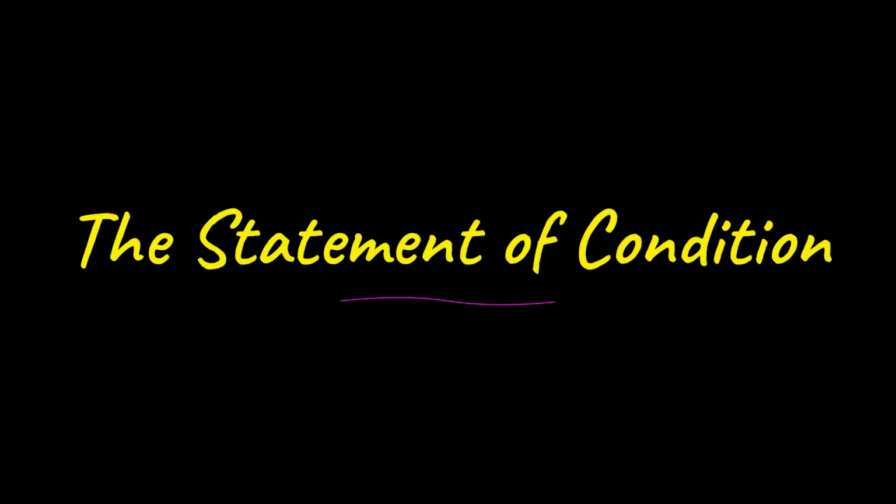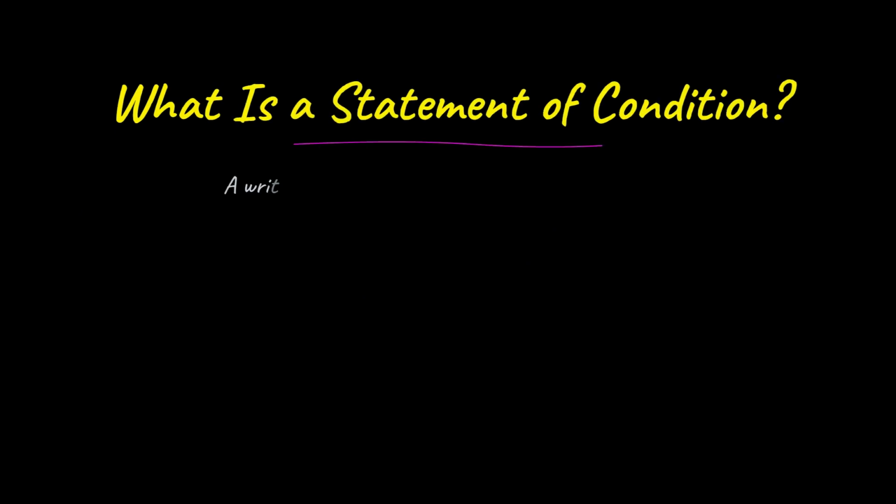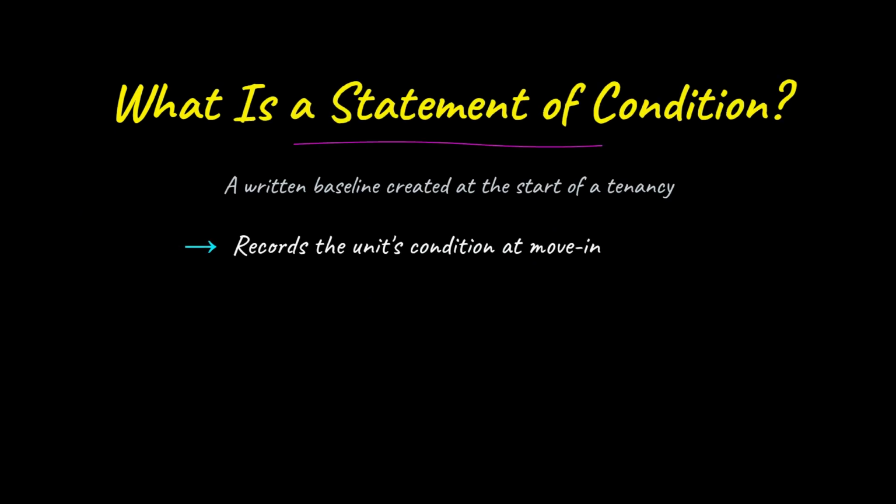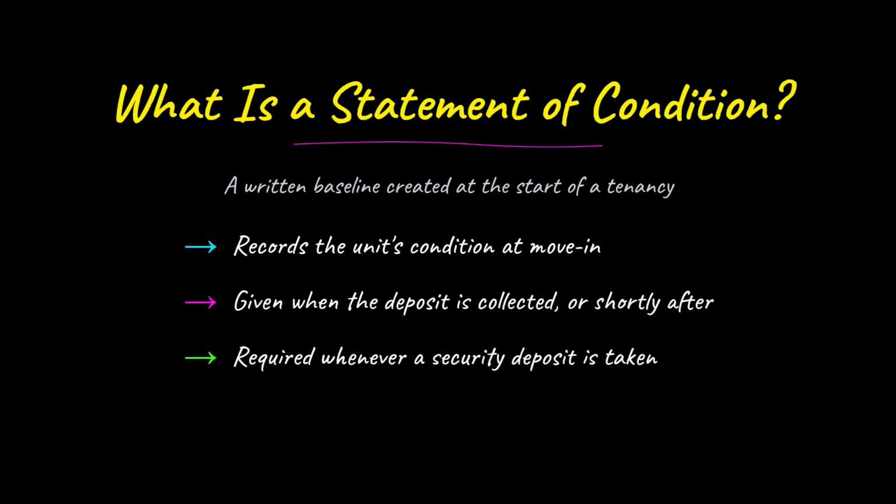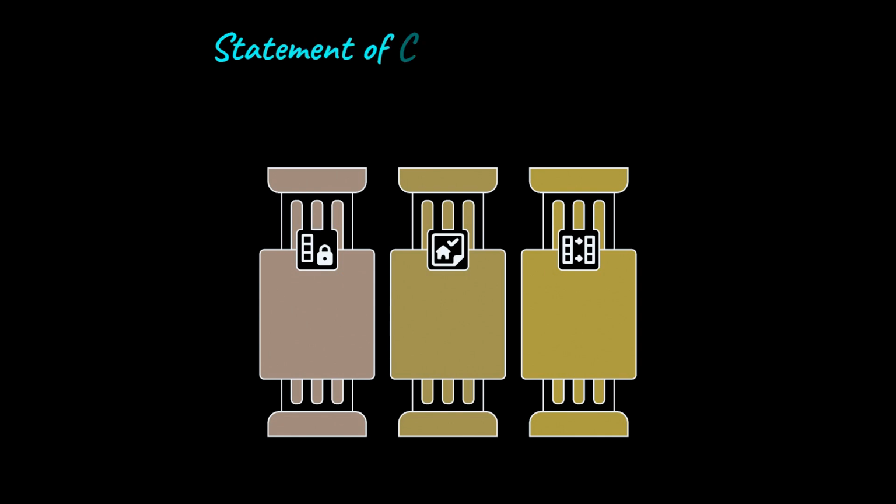When a landlord collects a security deposit, Massachusetts law requires a written record of the unit's condition at move-in. That document is called the Statement of Condition. A statement of condition documents the apartment as it looks when the tenant takes possession. The landlord must hand it over at the time of the deposit or soon after the tenancy starts, and it becomes the fixed baseline both sides can point to later.